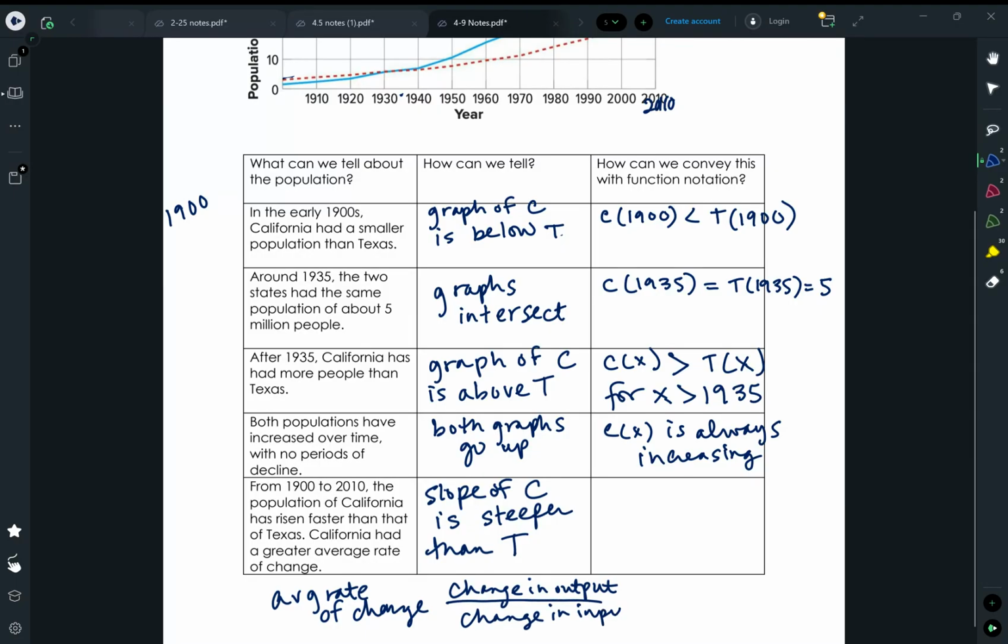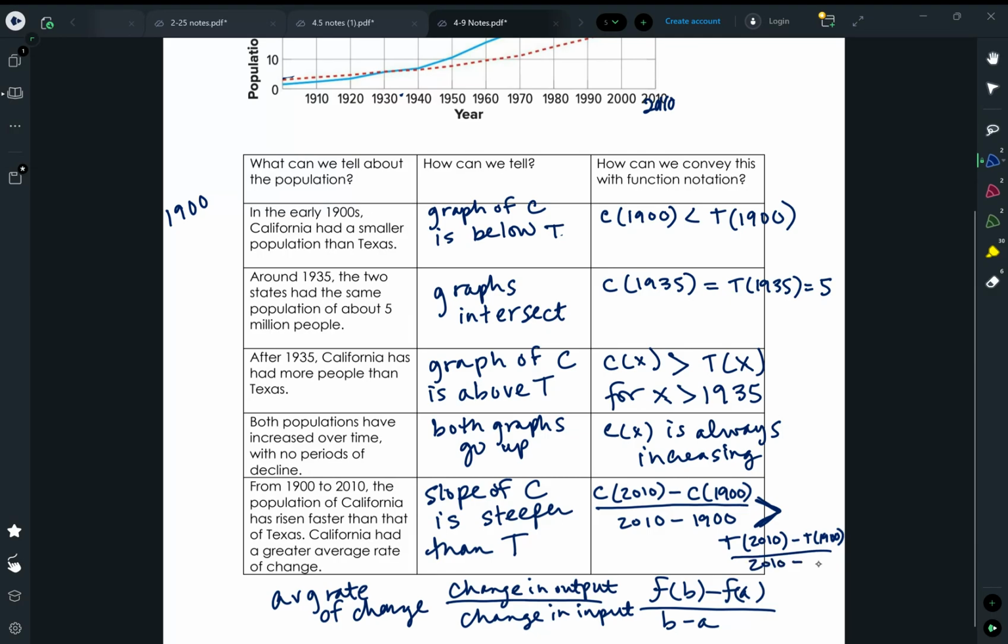And when we put that in function notation, it was f of b minus f of a over b minus a. So I have to show this for both California and for Texas. So my California rate of change would be c of 2010 minus c of 1900 divided by 2010 minus 1900. And that's going to be greater than my Texas rate of change, which is going to be t of 2010 minus t of 1900 all over 2010 minus 1900.